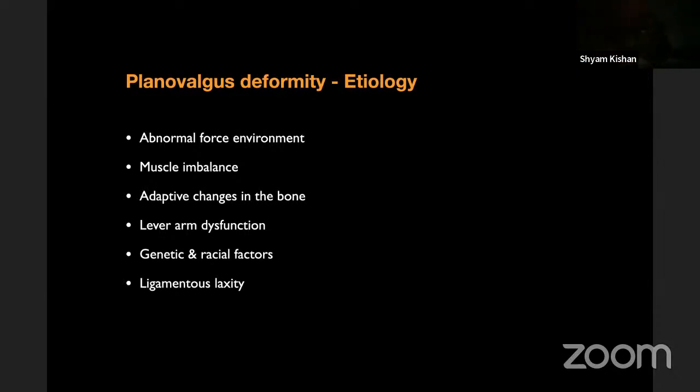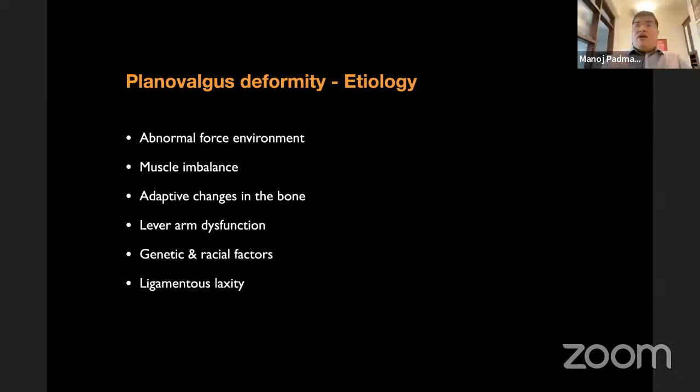Consequent to these abnormal forces, there are adaptive changes in the bone. So you have the acetabulum becoming actually dysplastic. For your understanding, you can think in terms of hip subluxation. The talar head gets uncovered, like the femoral head gets uncovered, as the foot moves up and out. Clearly, lever arm dysfunction contributes to the abnormal forces; proximal lever arm dysfunctions and torsional abnormalities produce abnormal stress.